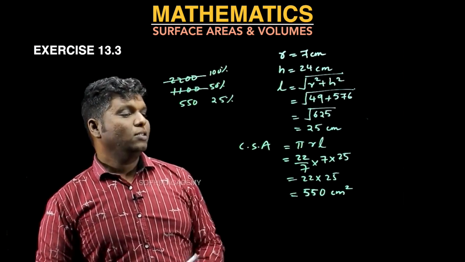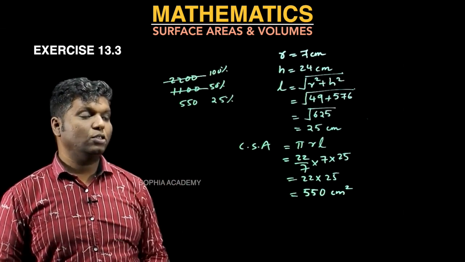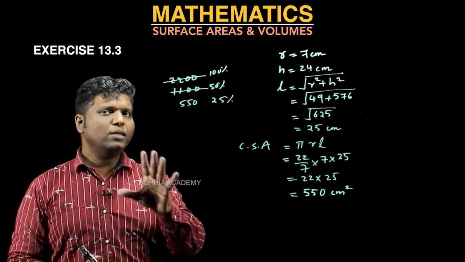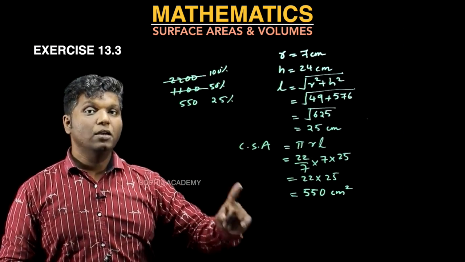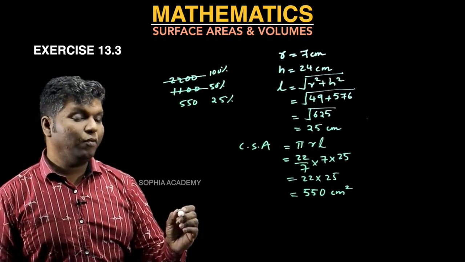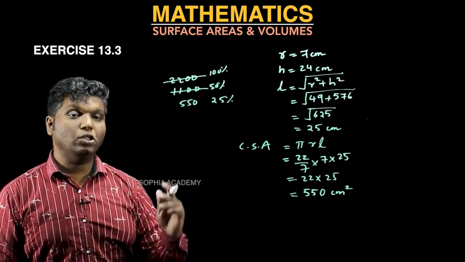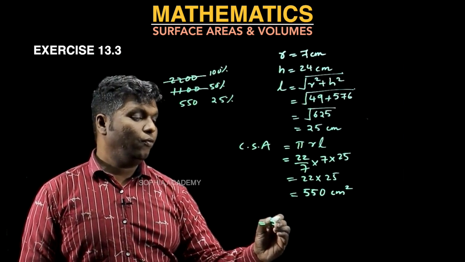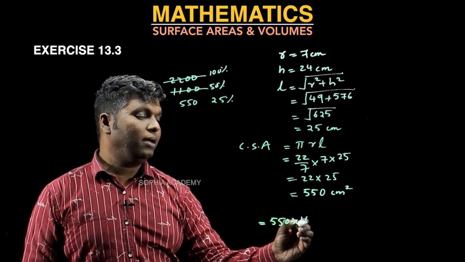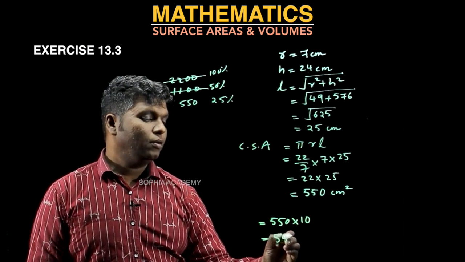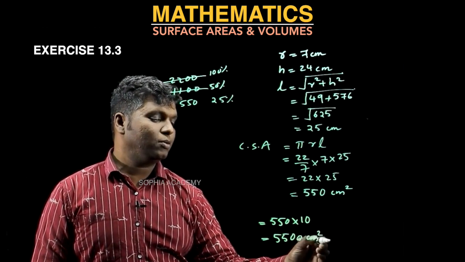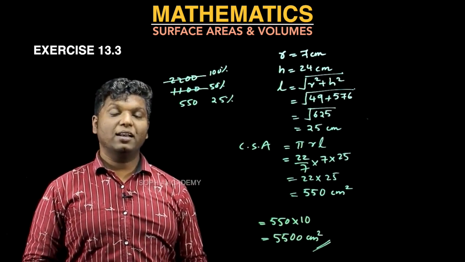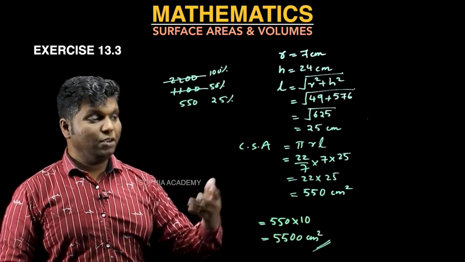So here we go. 550 centimeter square, that is the total area of one cap, not the total for all the caps, right? What's our question? We have to find the total area for 10 such caps. Therefore, the total sheet required to make 10 such caps is equal to 550 multiplied by 10, that's equal to 5500 centimeter square. That will be the total area required if you want to make 10 caps.